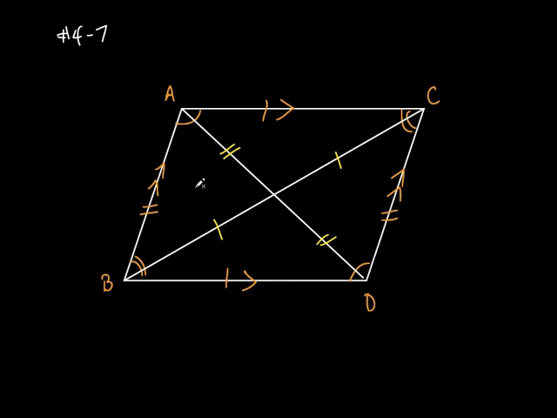Are the two diagonals necessarily equal to each other? No. When are the diagonals equal to each other? When it's a rectangle, because a square is a rectangle. But in any rectangle, the diagonals are equal to each other, okay? Do these diagonals bisect these angles on a normal, everyday parallelogram? No, they don't, okay? These angles are not being bisected.